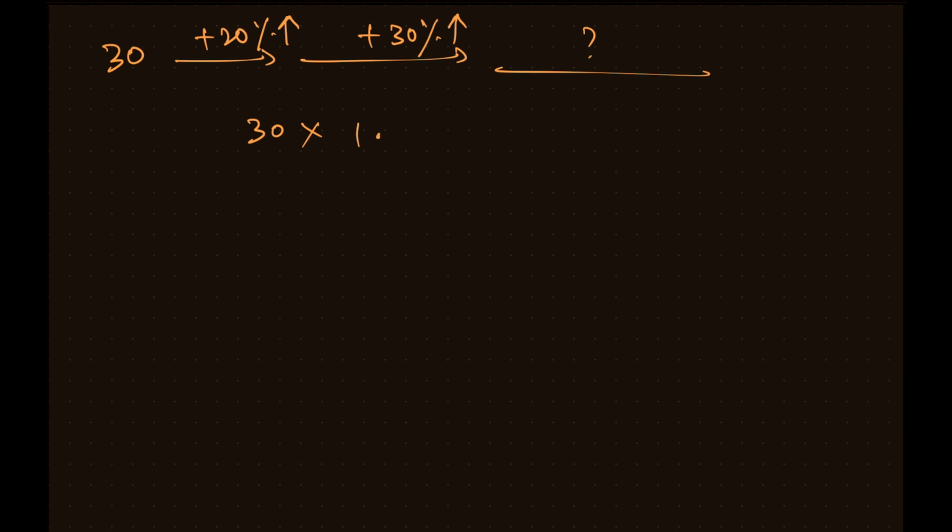Suppose 30 is increased by 20%, and in the next step it is increased by 30%. What will be the final answer? In this case also, 30 into 1.2, and in the next step into 1.3, so we will get our final answer.